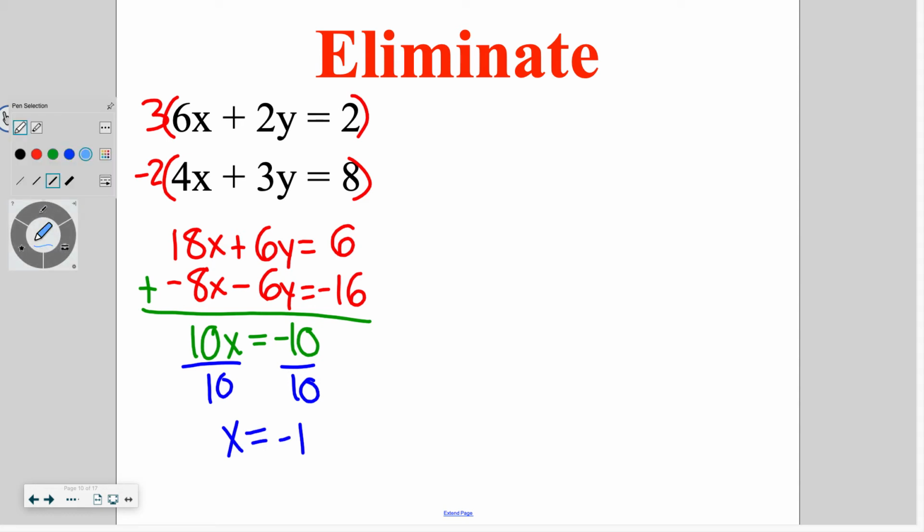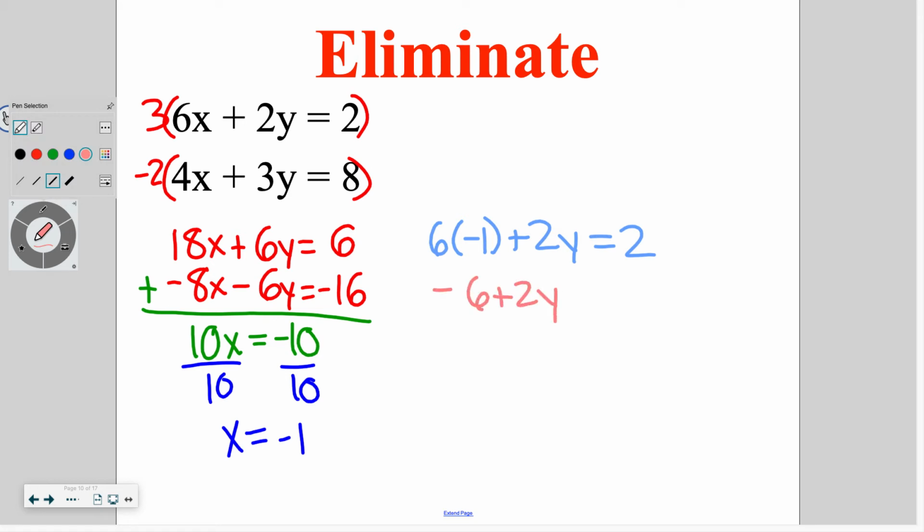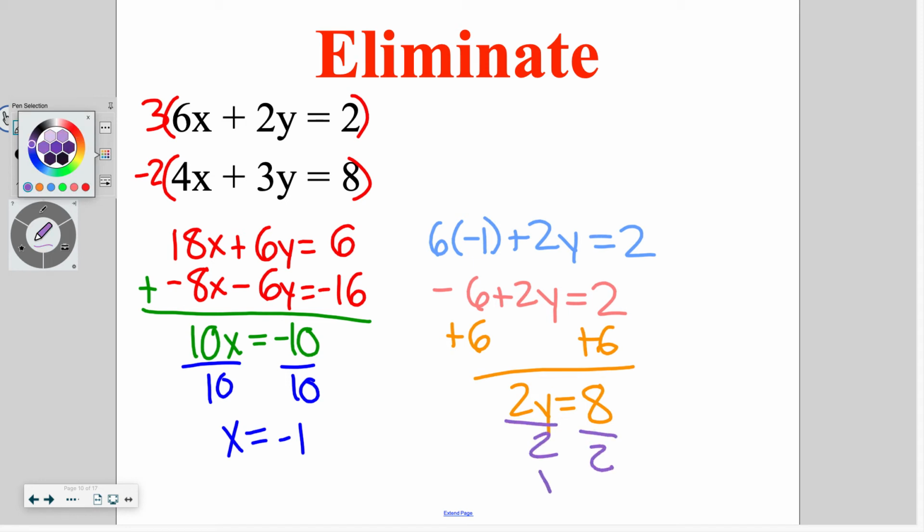Again, I'm going into one of the original equations, so I'm going to pick the top one. 6 times -1 plus 2 times y is equal to 2. When I do 6 times -1, that is going to give me an answer of -6 plus 2y is equal to 2. I'm going to next add 6 to both sides of my equation, giving me 2y is equal to 8. And I'm going to finish by dividing by 2 on both sides, resulting in an answer of y is equal to 4. So my final solution to the problem is x is -1 and y is 4.